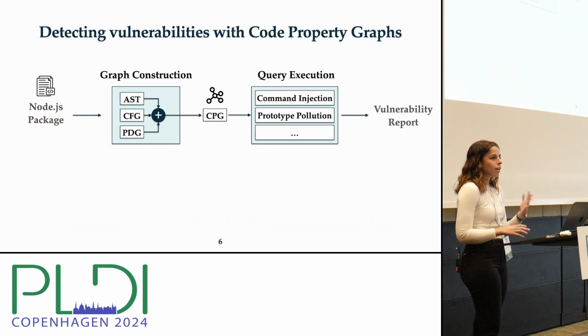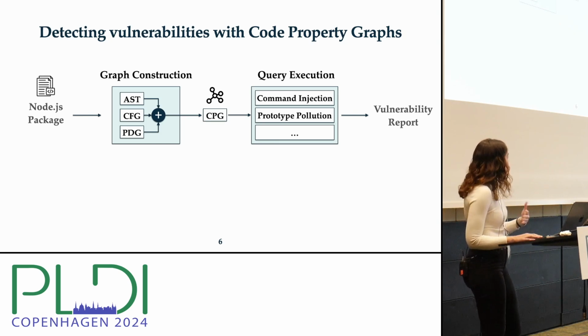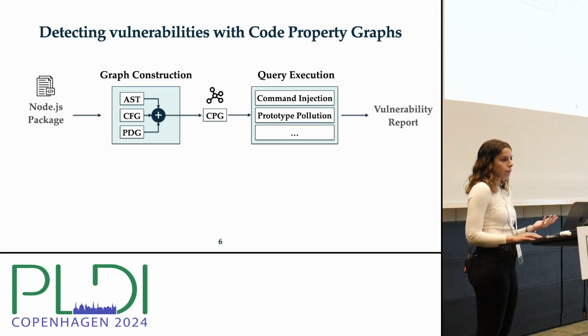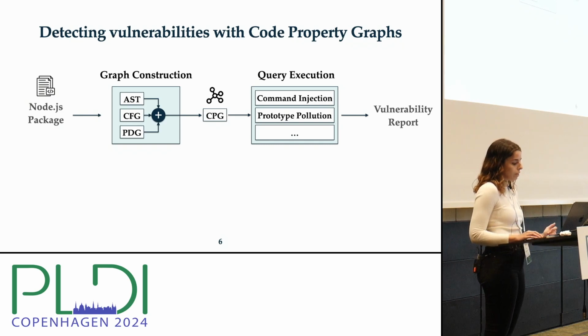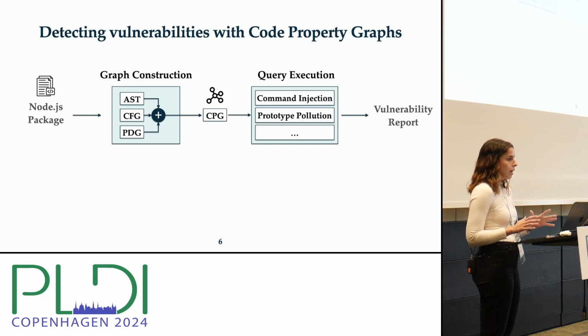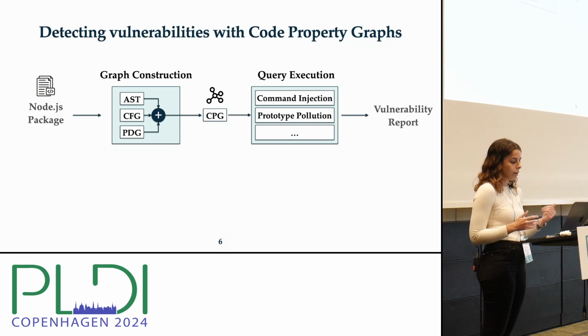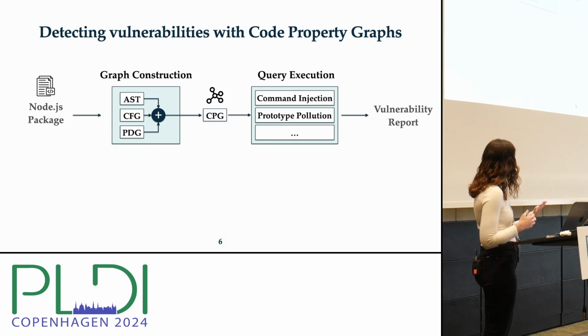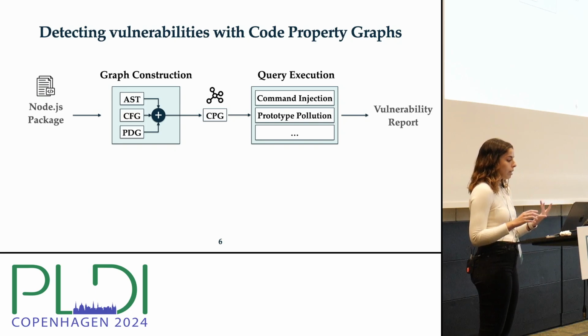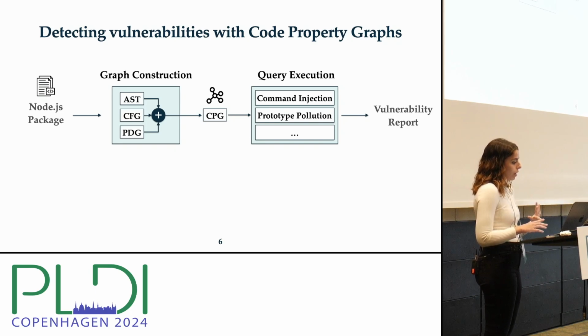So to help uncover these vulnerabilities, static analysis tools based on code property graphs have become increasingly popular over the last years. And this approach divides the analysis in 2 stages. So first we have the graph construction stage, in which it will build a graph representation of the given package, which we name the code property graph. And this code property graph includes 3 different types of program representations, namely the abstract syntax tree, the control flow graph, and the program dependence graph.